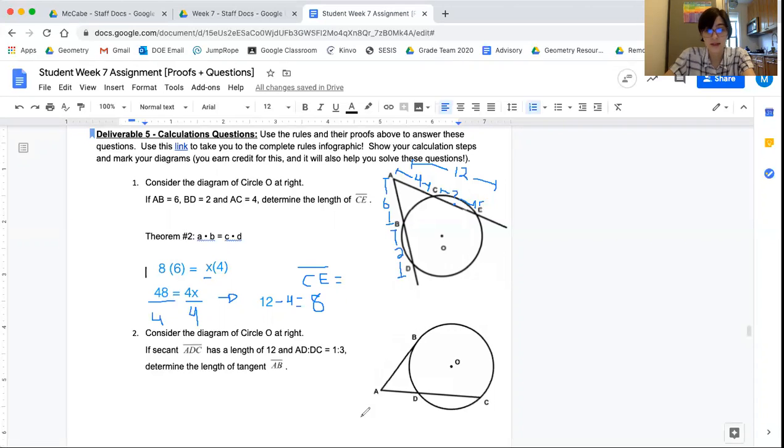So you're going to do the same thing down here for number 2. Take a look at this diagram, draw it for yourself. Go look at your theorems. Which one does it match with? What kind of structure do you have here? Label what you know and put in an X for what's missing. Make sure you're solving for what the question asks for. You guys got this. Come to office hours or send me an email if you have questions.